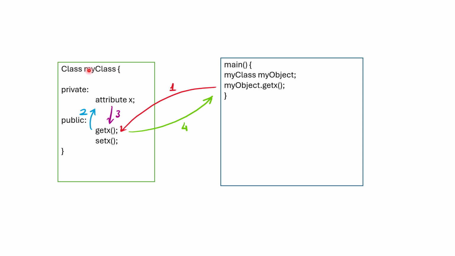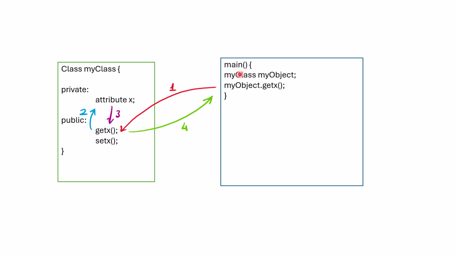We can see that we've declared a class that is named myClass, and it has an attribute named x under private. That means the attribute x can only be accessed through the class, and inside public we have two functions, getX and setX. Of course, this isn't how we do it. This is just a basic showcase on what these do. It is gonna make much more sense once we get to coding, but just bear with me.